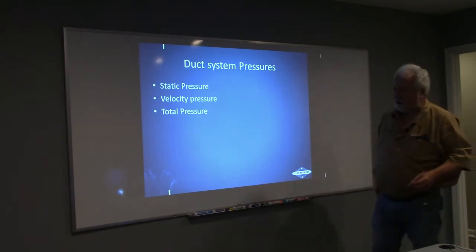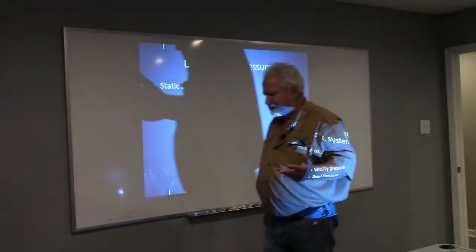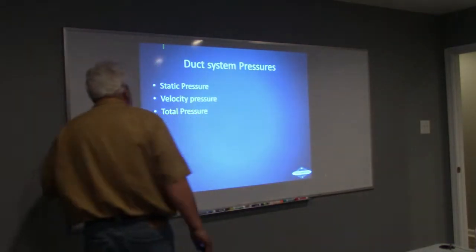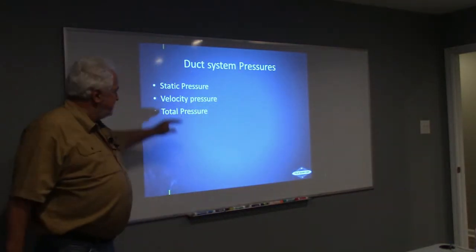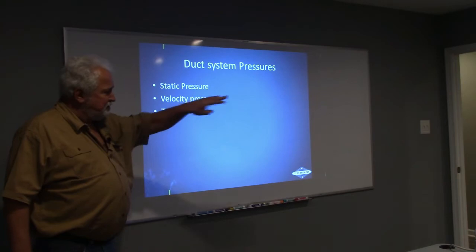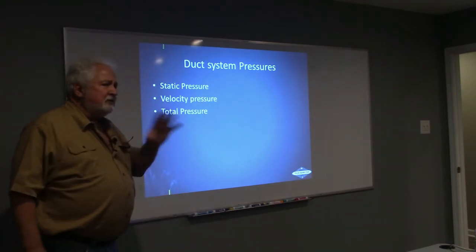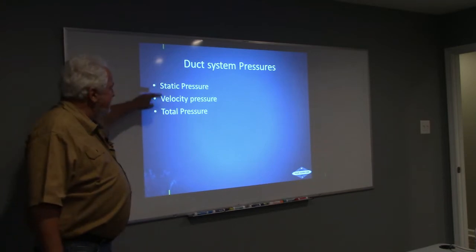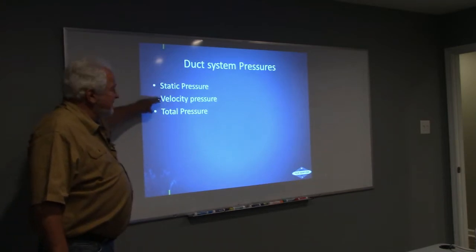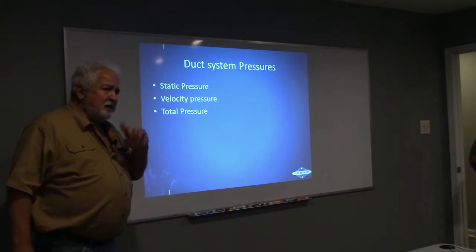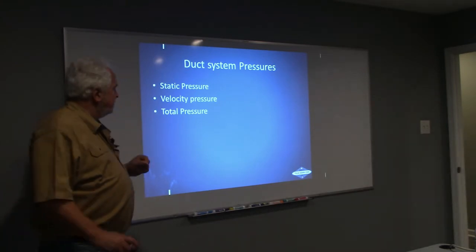Duct system pressures. We typically have 3 pressures out there in the system. You have static pressure, which is pressure in all directions. Velocity pressure, that's the speed going down the middle. And total pressure is the combination. We don't typically look at a whole bunch more than static, but I want to explain static and velocity because I think they're important to how the system operates.